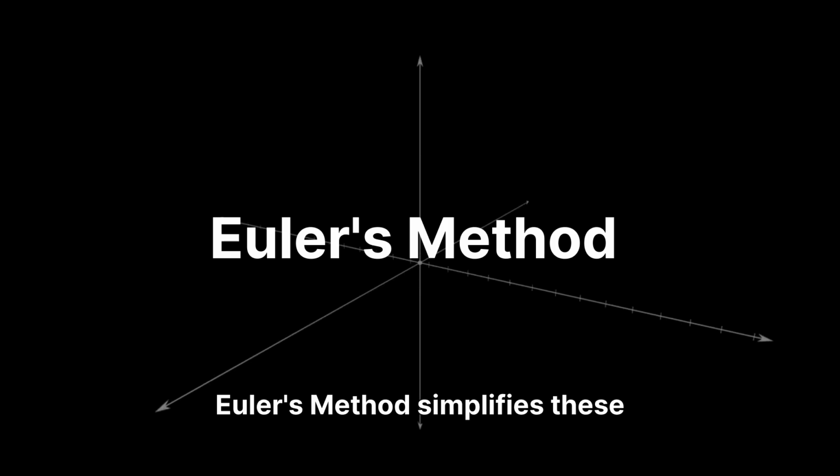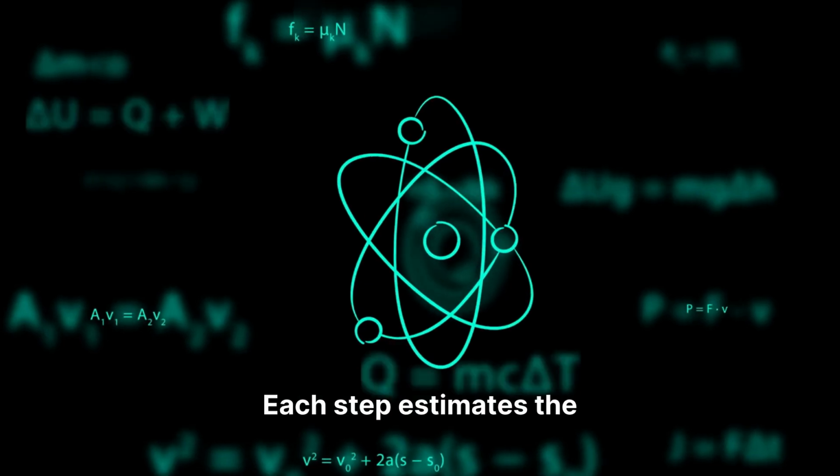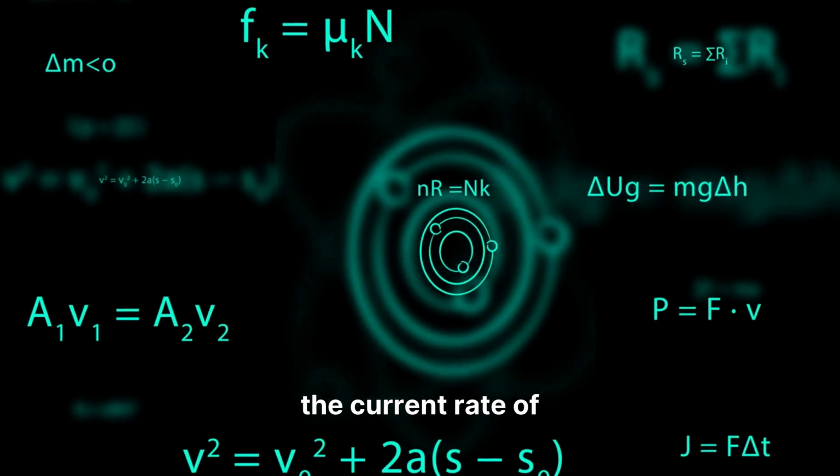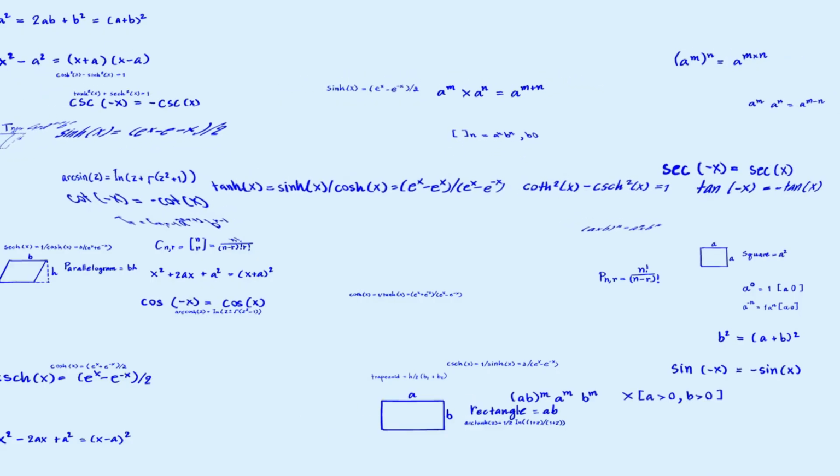Euler's method simplifies these problems into small, manageable steps. Each step estimates the next state based on the current rate of change. Smaller steps mean more accuracy. The core idea is knowing the slope or rate of change at any moment, which tells us if a value is rising, falling, or constant.